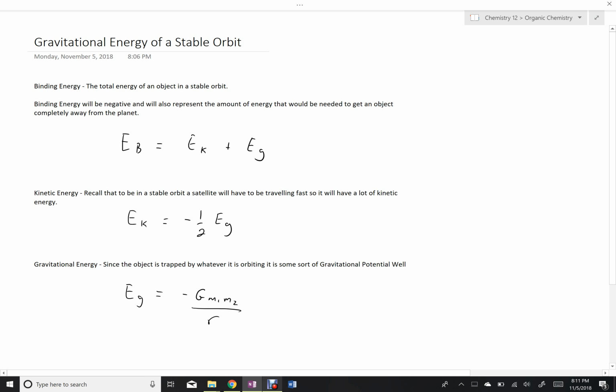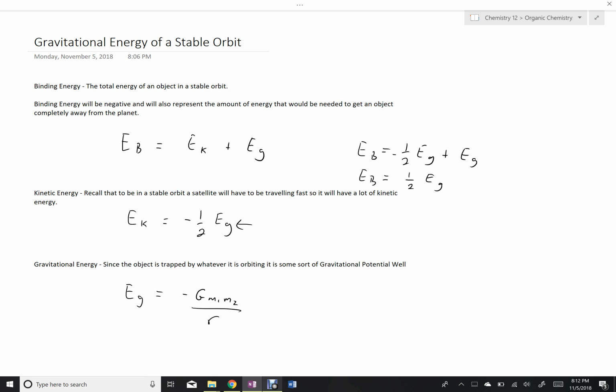But because we have this relationship, I'm also going to show that the binding energy is going to be equal to, if I substitute this expression, which I haven't proven yet, but I will, negative 1/2 plus a whole is positive 1/2. So the binding energy is going to turn out to be equal to 1/2 the actual gravitational energy associated.